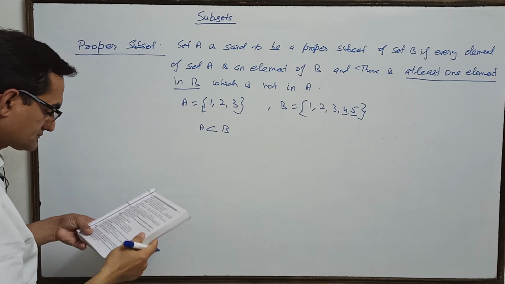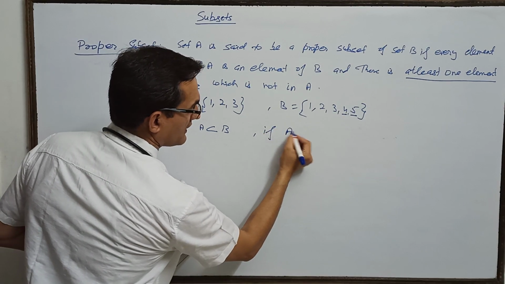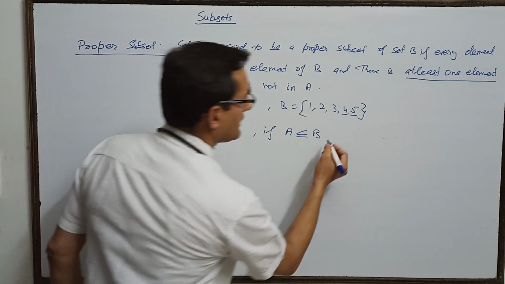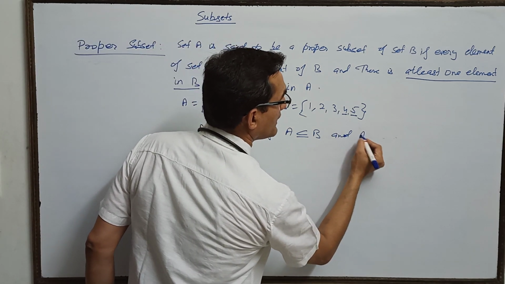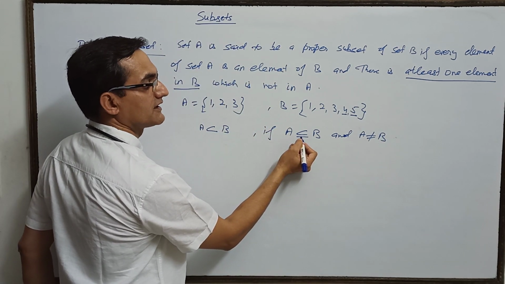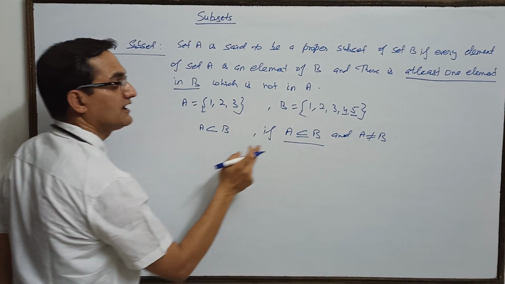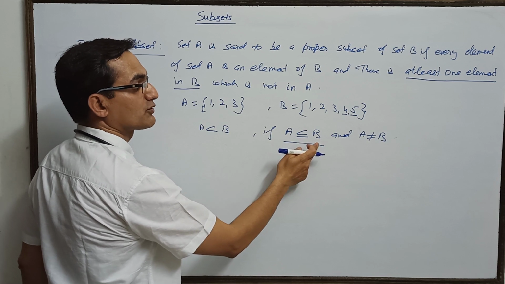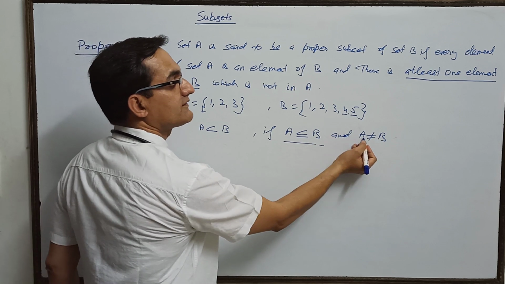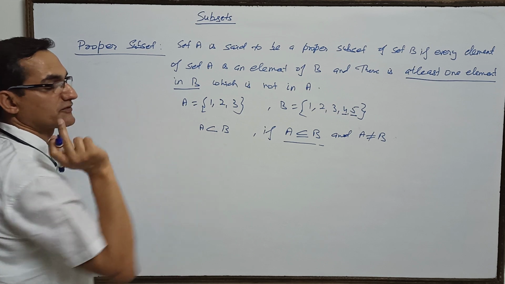It means A is a subset of B and A is not equal to B. Because here you can see the equal to sign is also there. Only from A is a subset of B, you cannot say that A is a proper subset of B. In this case, A may be equal to B also. But here it is given the condition A is not equal to B. It means A is a proper subset of B.